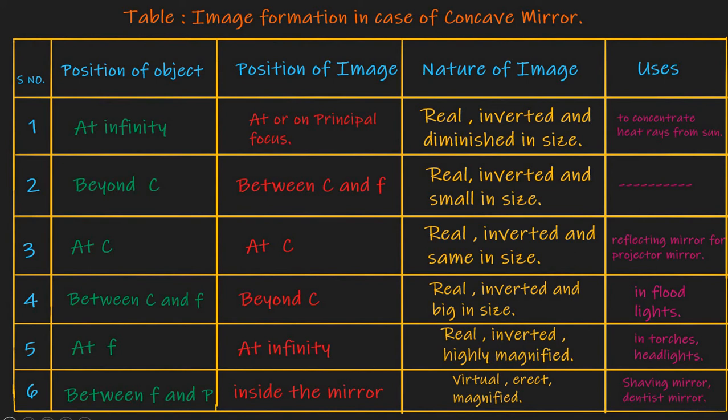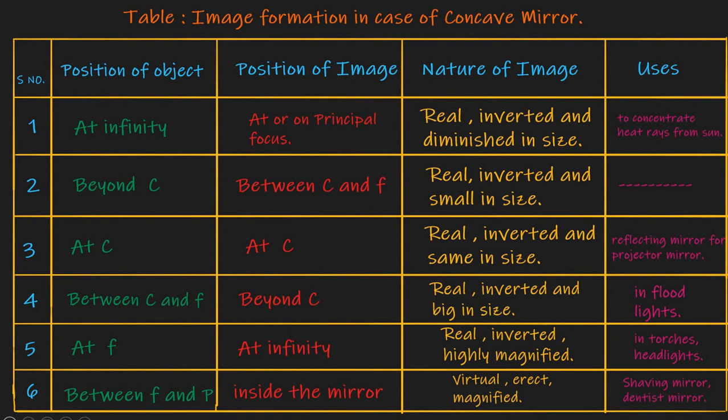In the first case, when object was at infinity, image was formed at or on principal focus. Now, in the fifth case, when object is at principal focus, image is formed at infinity, and this image is real, inverted, and highly magnified. So, this is the only case of image formation of concave mirrors when image is highly magnified. And this case of image formation is used in torches or headlights.